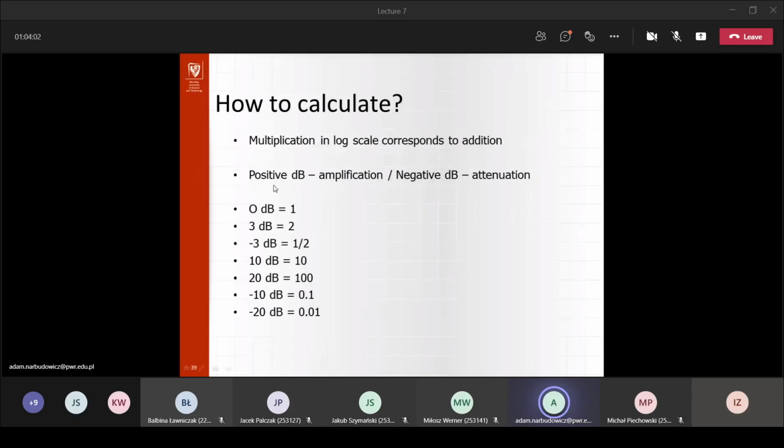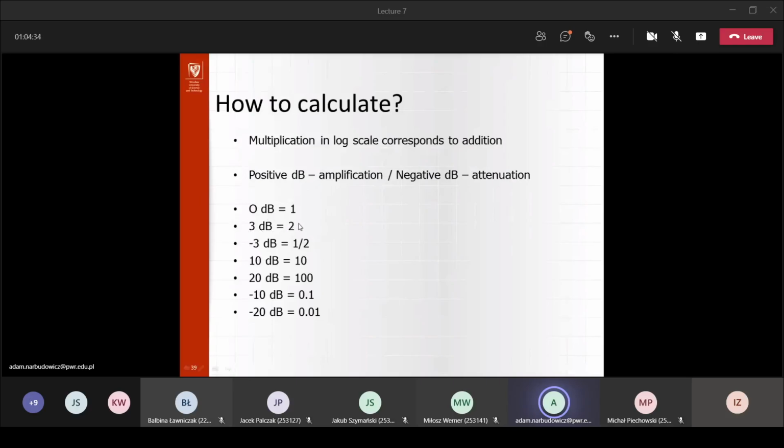Now, typically positive decibels, so above 0, mean amplification. Negative dB means attenuation, right? And what is nice is that there are only a few values that you need to remember in order to calculate things in your head. So typically, 0 decibels corresponds to 1, because anything to the power 0 is 1.